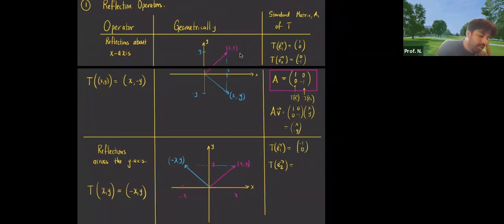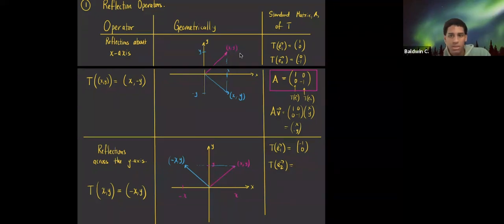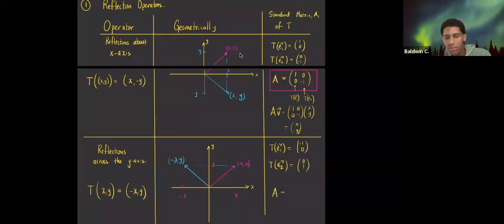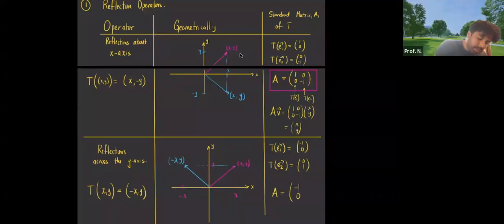And what happens when I take E2? E2 is up here, 0 comma 1. What happens when I reflect this across the y-axis? It's the same, so this becomes 0, 1. And so what's the matrix? -1, 0, 0, 1.